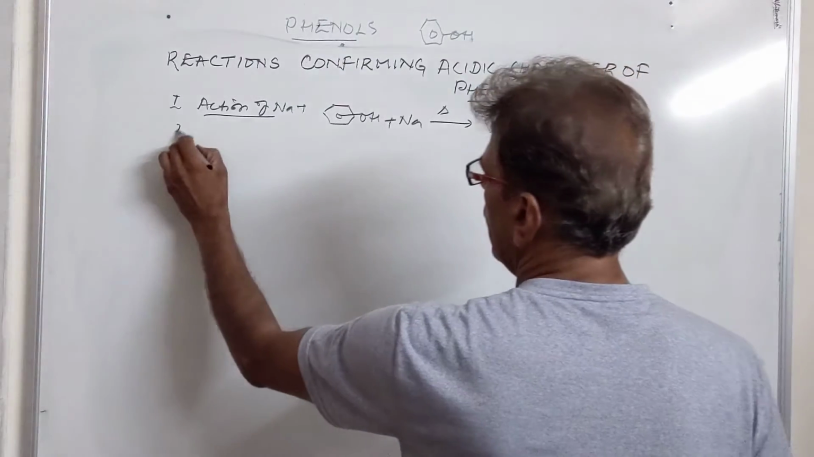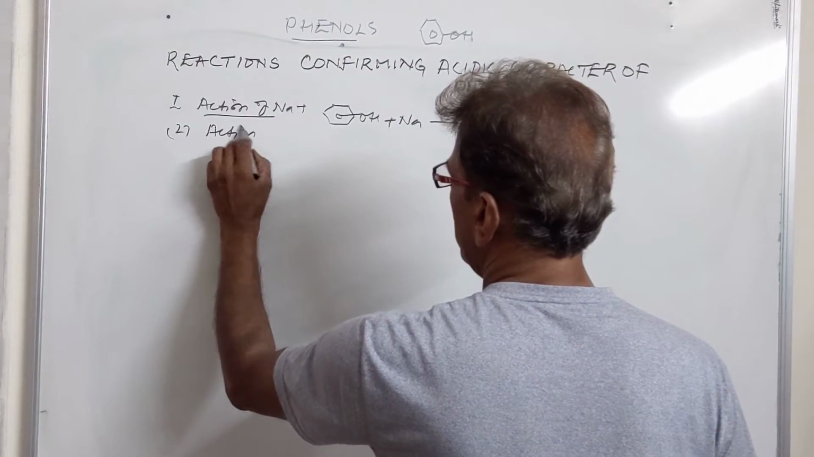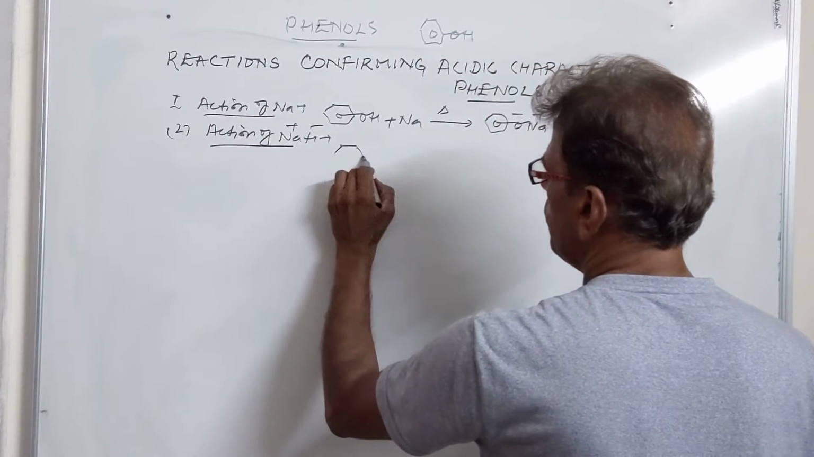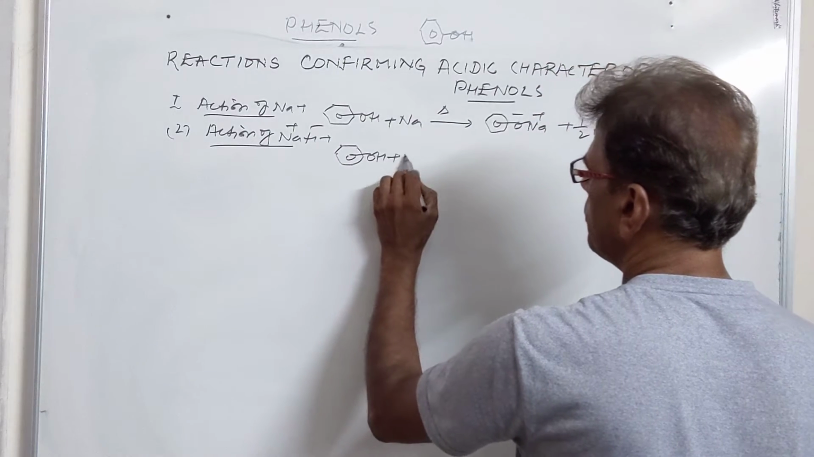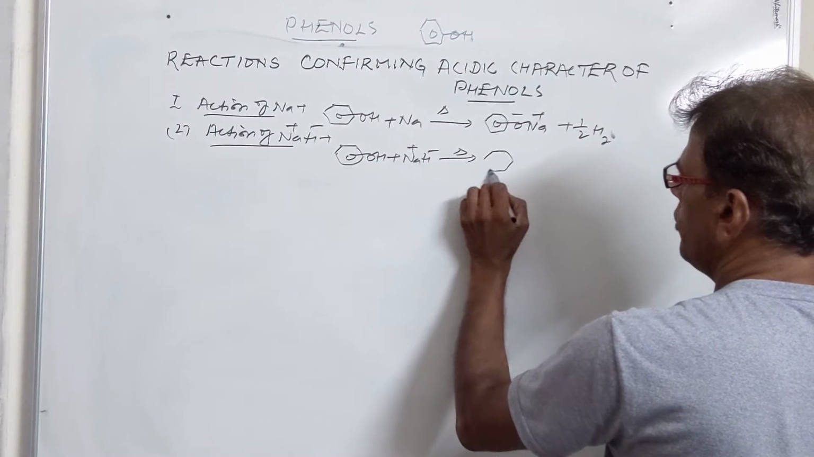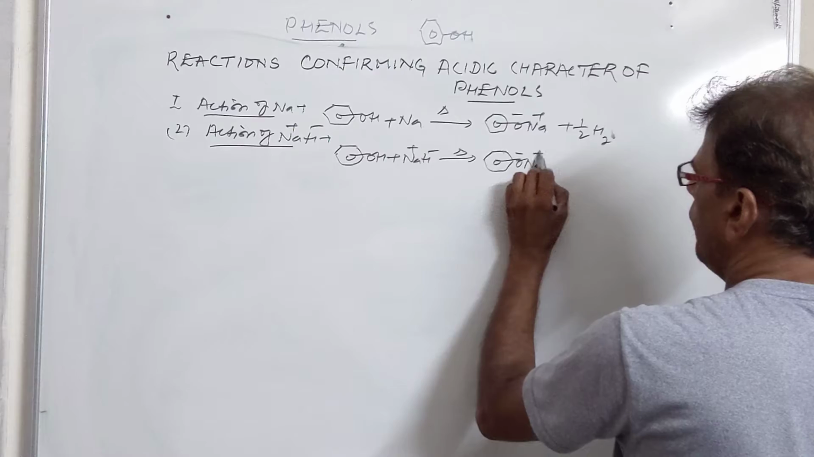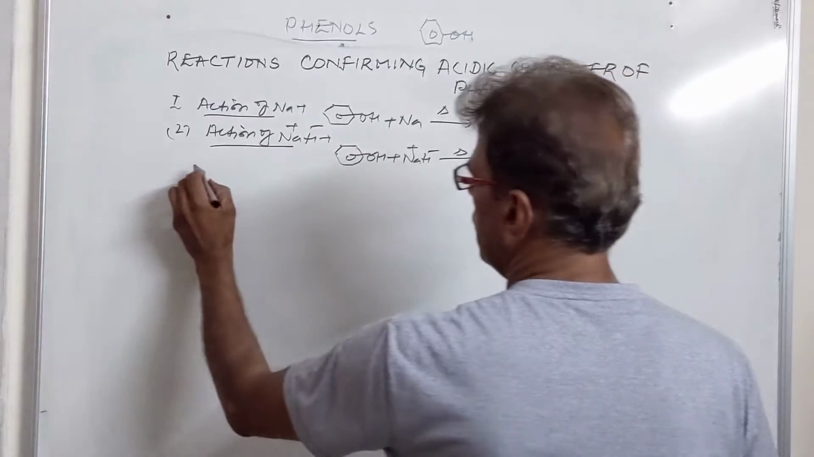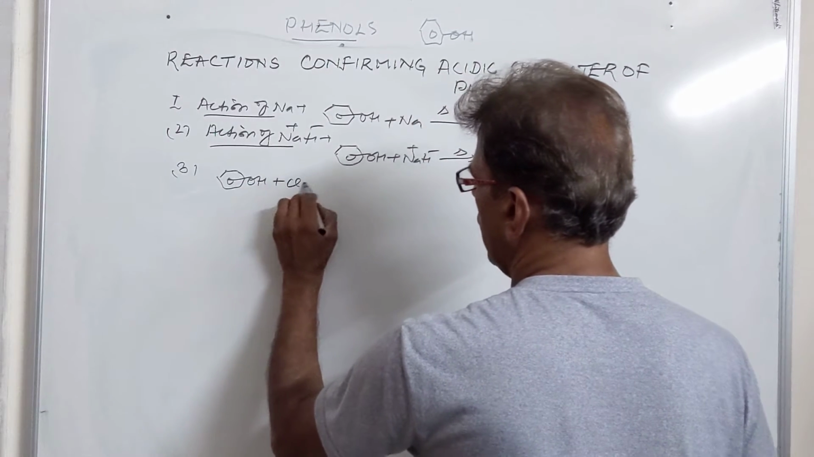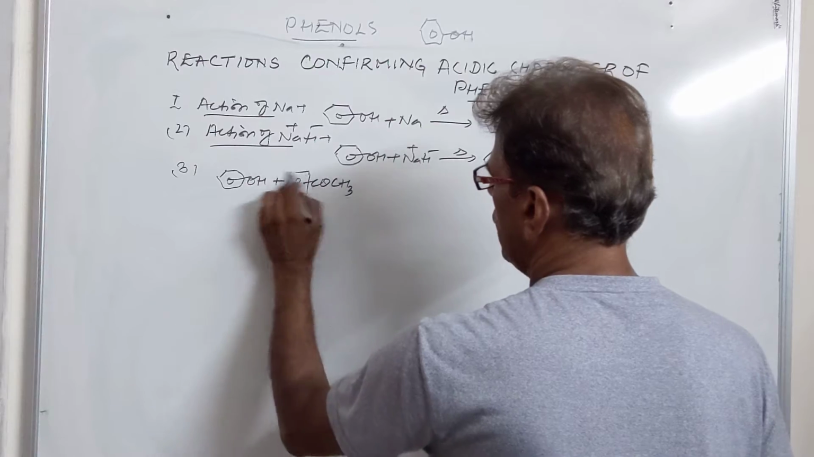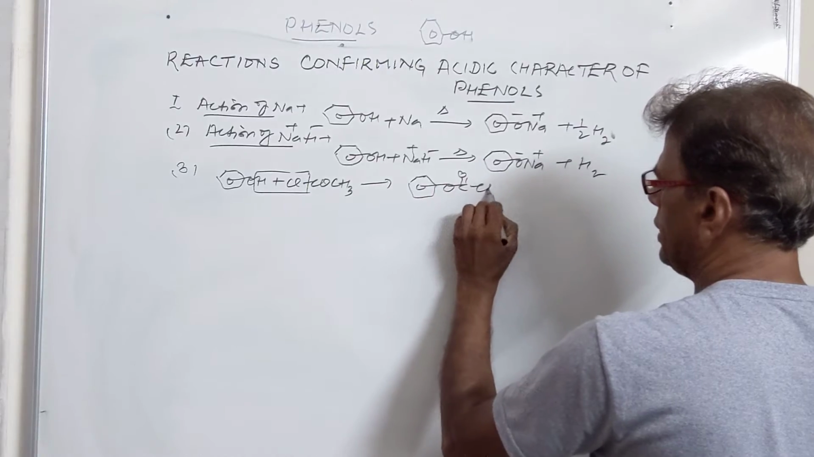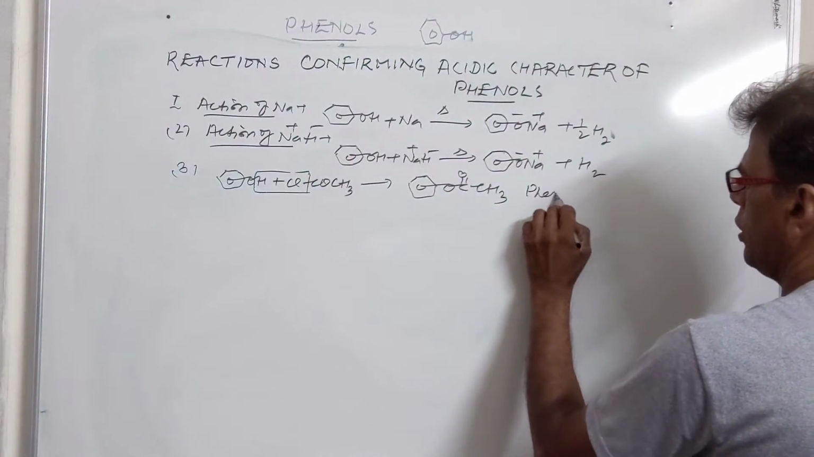Then we have the action of sodium hydride. Phenol combines with sodium hydride. We get sodium phenoxide plus H2 is released. Then we have the third, the action of acetyl chloride. Phenol combines with acetyl chloride, releases hydrogen chloride and gives you phenyl ethanoate. This is an ester. This is called phenyl ethanoate.